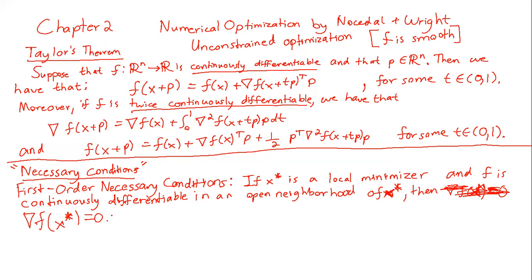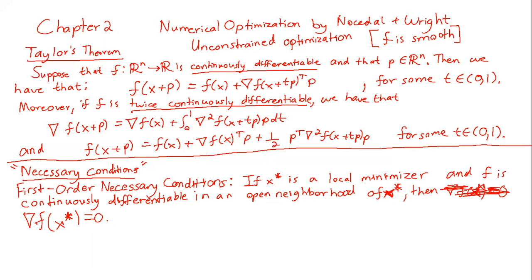It does not tell you that just because the gradient is 0 that it's a local minimizer. That is not what it says. What it says is if it's a local minimizer, then this is true. So this on its own is not enough to prove that it's a local minimizer. But if it is a local minimizer, this is one of the things that has to be true.